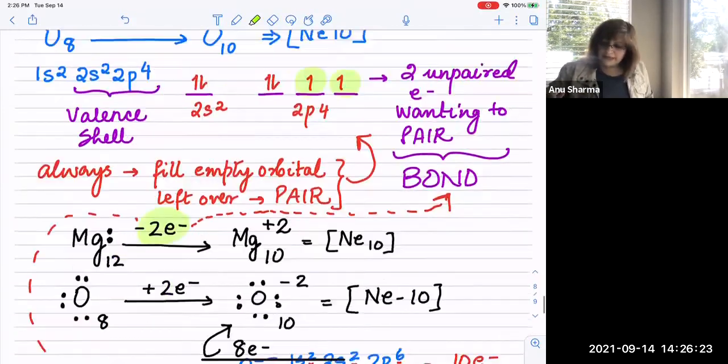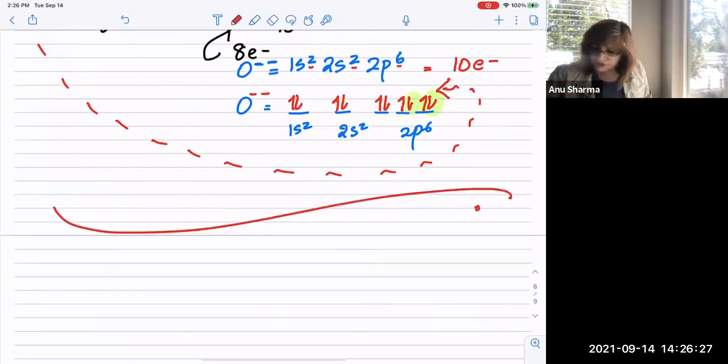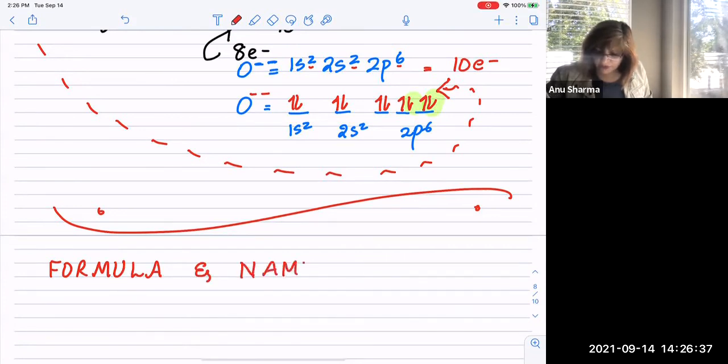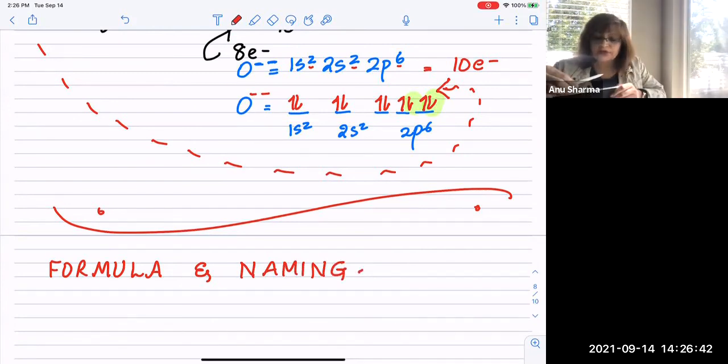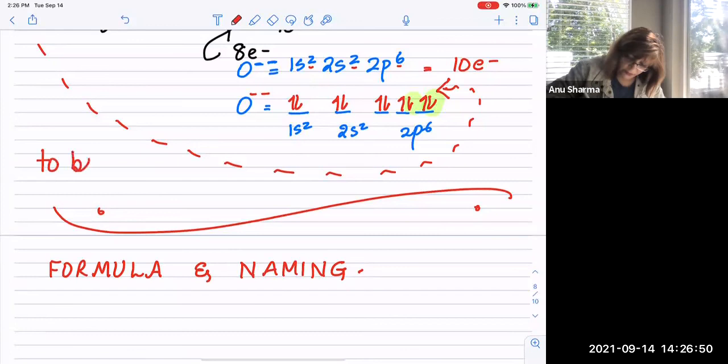Okay. All right. So we will cover this more right now. I'm going to just hold on to it. We are going to look at the formulas and naming in my next video, because this is very extensive anyways. So we will cover this in the actual nomenclature, but we are going to continue with this. So I'm going to write down here to be continued.